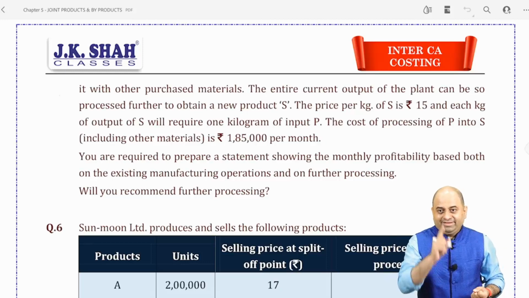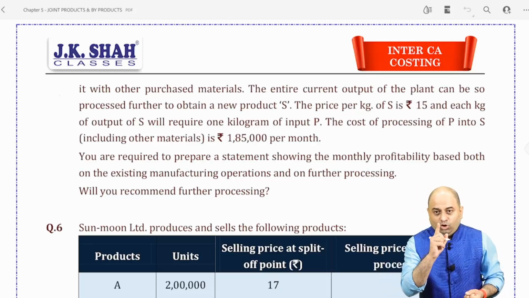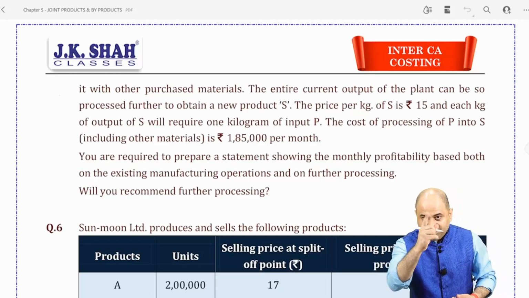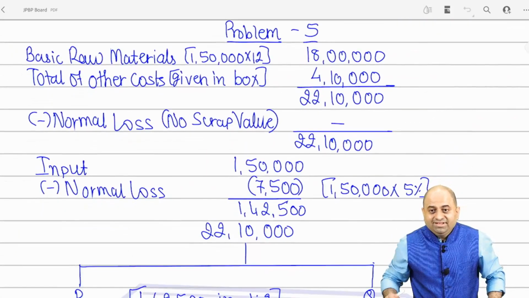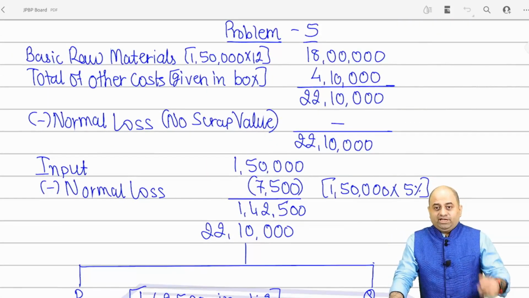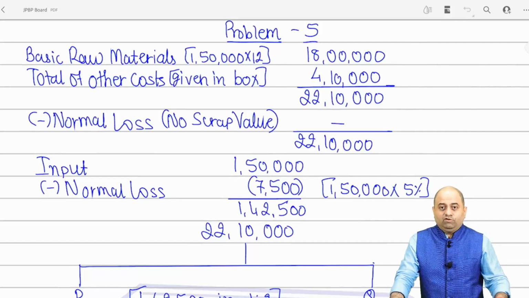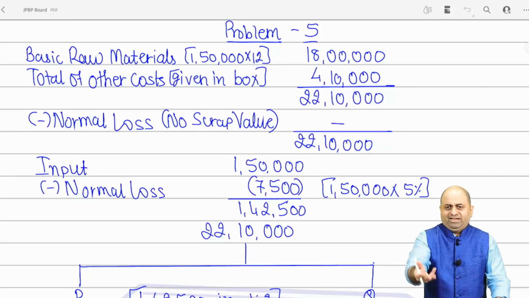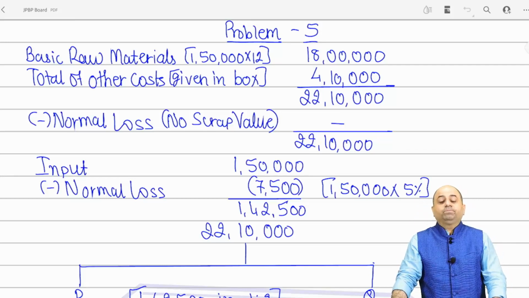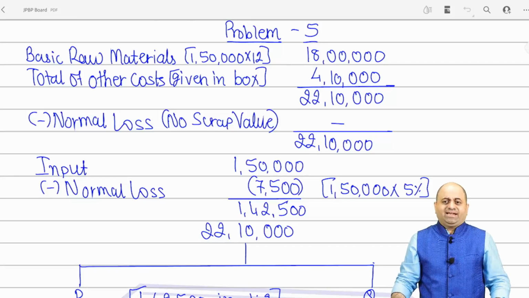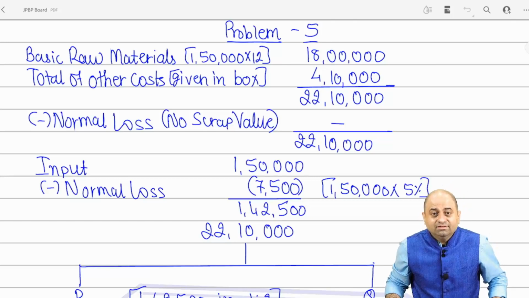Now, give me a minute. All this data in one single page. Just a second. There you go. Basic raw materials 150 into 12. Total of other cost, that's just given in the box. We are revising obviously. So 4,10,000, total 22,10,000. Normal loss, no scrap value. They have not given any scrap value to us, so nothing can be subtracted. 22,10,000 becomes your joint cost.